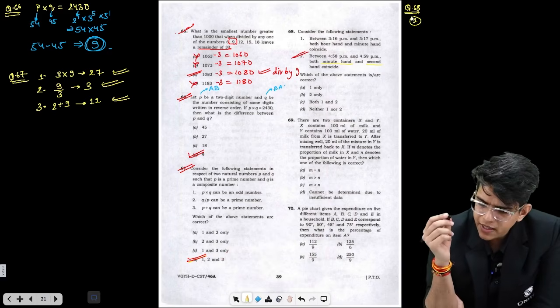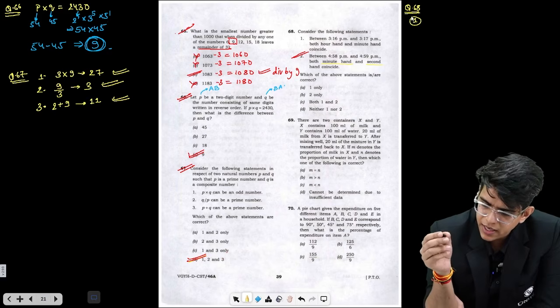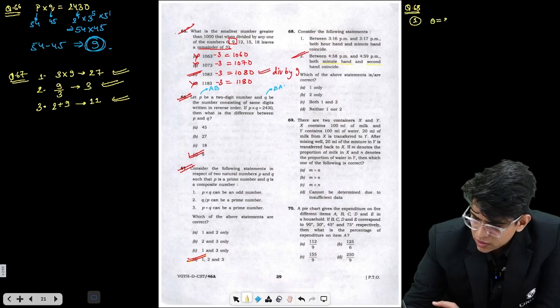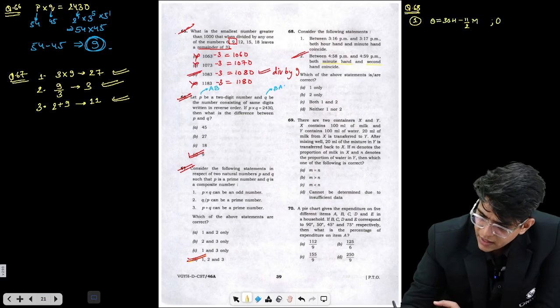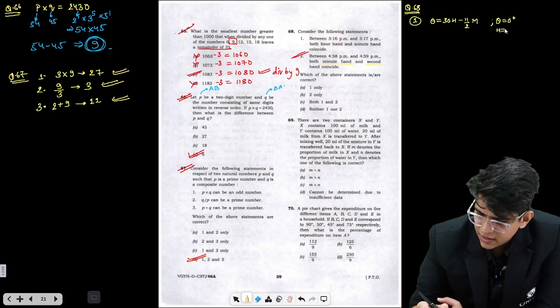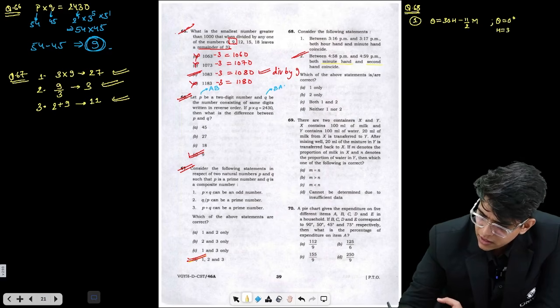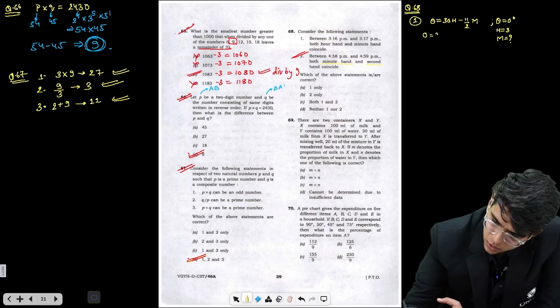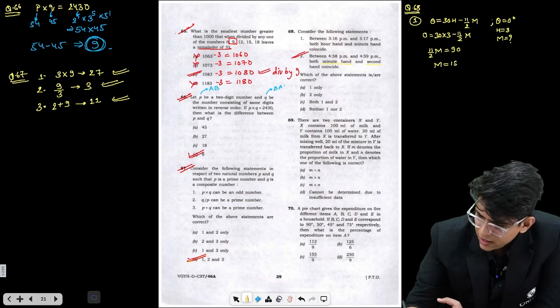First statement, between 3:16 and 3:17 both the hands of the clock coincide. Formula for theta equals 30h minus 11 by 2 m. Here theta equals 0 degree. H is between, basically the time is between 3 and 4. So h is 3. We need to find m. है ना? So यहाँ से 0 equals 30 into 3 minus 11 by 2 m. 11 by 2 m equals 90 and m equals 180 by 11.